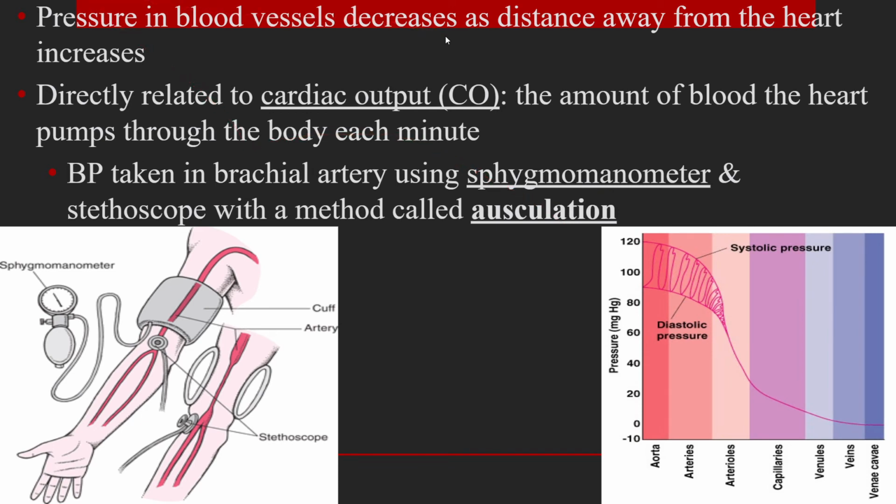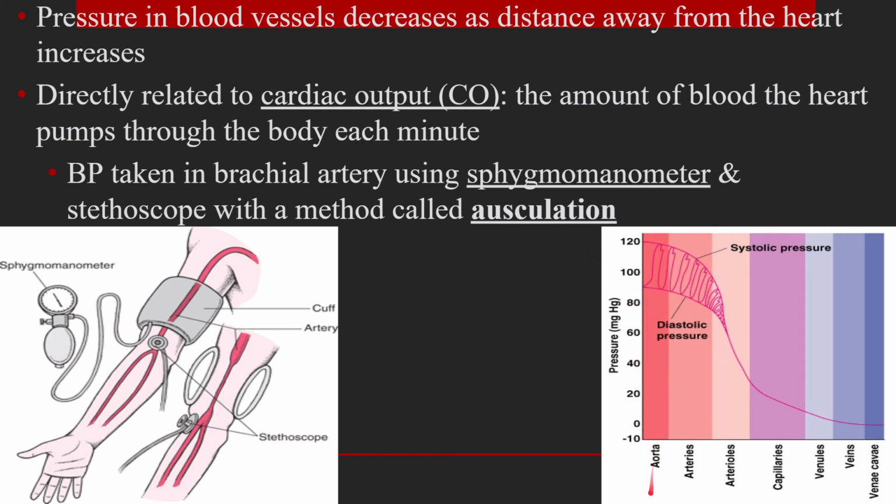Your pressure in your blood vessels does decrease as the distance from the heart increases. So blood pressure is related not just to where you are taking the measurement, but also to the cardiac output. So what's the amount of blood that the heart pumps through the body each minute? The larger the heart, the larger the cardiac output. Once again, athletes tend to have a larger cardiac output. But also people who have heart disease may have a larger cardiac output without also having the musculature of the heart, like a very muscular heart, that would enable the heart to pump that amount of blood out. So this is why it's important to take blood pressure, because it gives you information about all of these things.